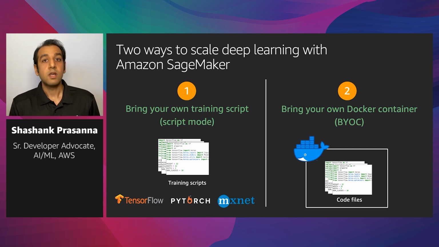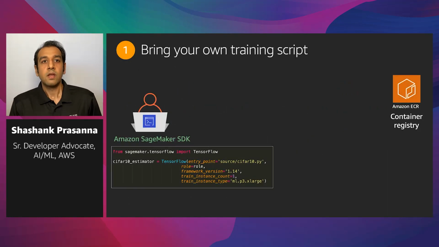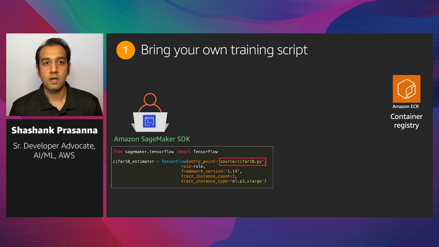Similarly, you may have custom framework extensions or even a custom framework, and you may want to bring this and have SageMaker run it. So in those cases, you can bring your own container. And this is for, again, if you have proprietary code or some custom extensions, then you can have SageMaker run these as well. So the first option, script mode is what we call it, is bring your own training script. Here's how it works. So you bring your own training script, and let's say it's called Cypher10, and it's in a source folder with other dependencies.